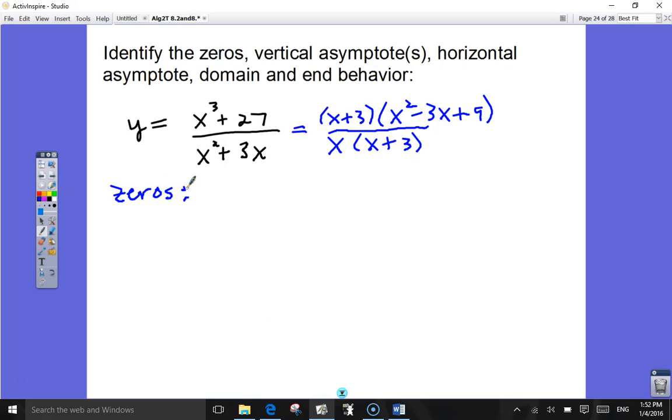The zeros of the function are the zeros of the numerator. What's one zero of the numerator? x equals negative 3. Okay, what about the x squared minus 3x plus 9?